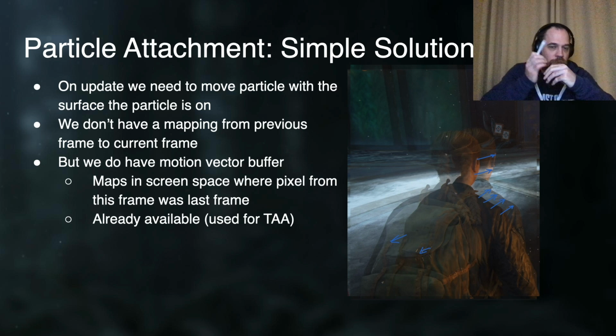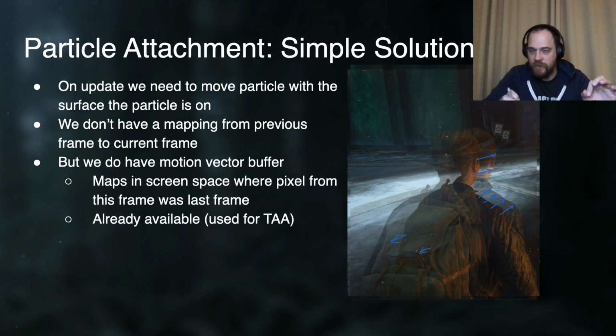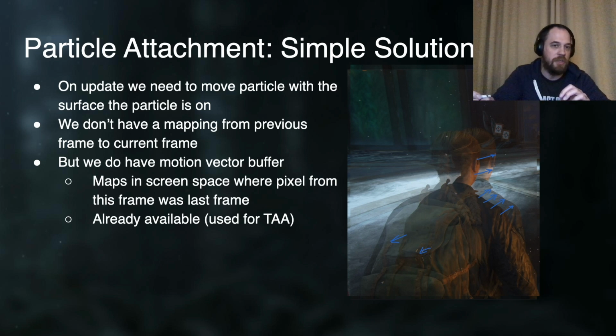The problem is we don't really have a mapping from the previous frame to the next frame. There's no such information. It doesn't exist, right? So knowing the previous frame's position of the particle doesn't give us information of the future frame. However, what is the information we do have? Well, we do have this idea of a motion vector buffer, right? That comes from TAA, that we already have that buffer.